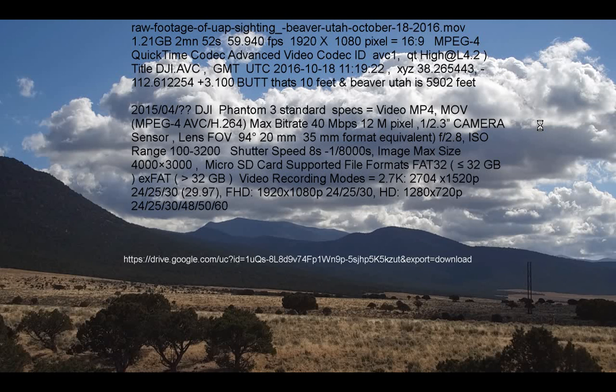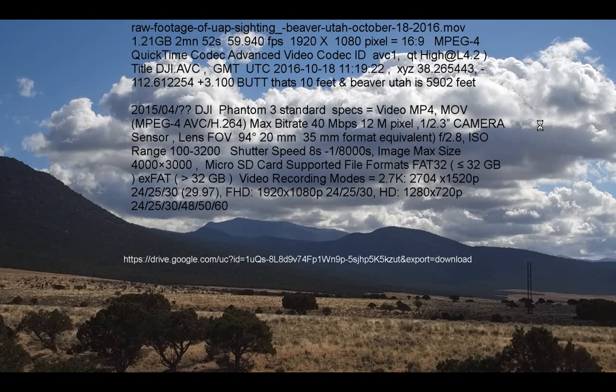Video, MPEG-4, MOV, MP4, AVC, H.264. Max bit rate is 40 megabits per second. It's a 12 megapixel image on a 1 by 2.3 inch camera sensor. Lens field of view is 94 degrees, 20 millimeters, 35 millimeter format equivalent, f-stop 2.8, ISO range is 100 to 3200, shutter speed is 8 seconds to 1/8000th. Depending on how bright it is, it changes its shutter speed so that it doesn't overload. Max size range is 4000 by 3000.